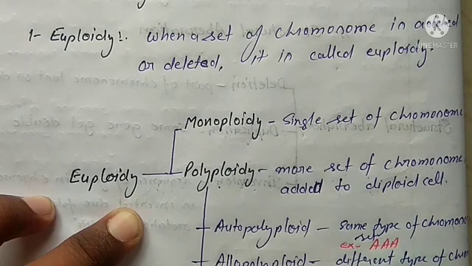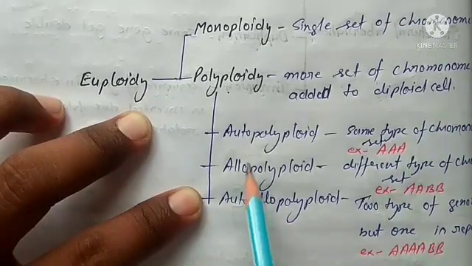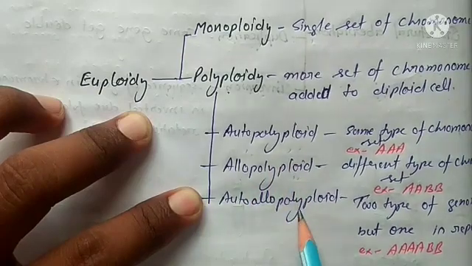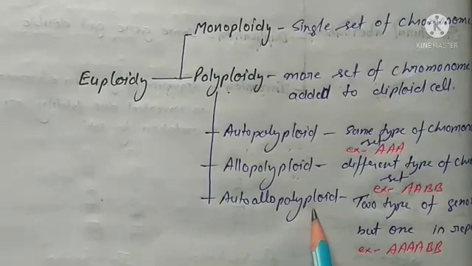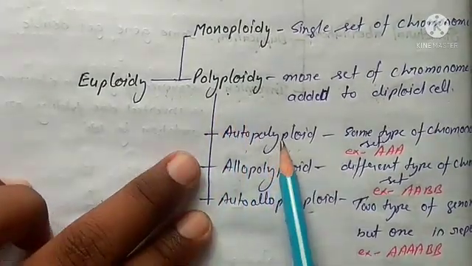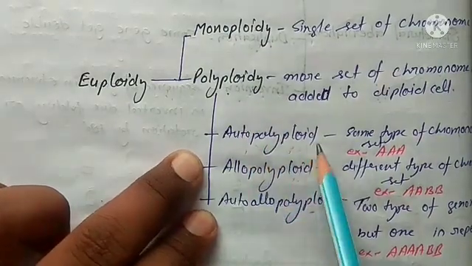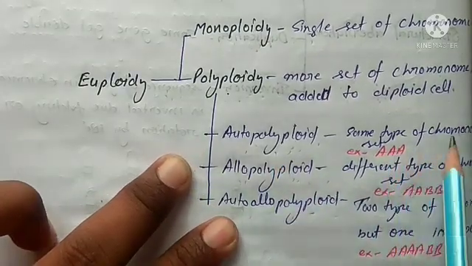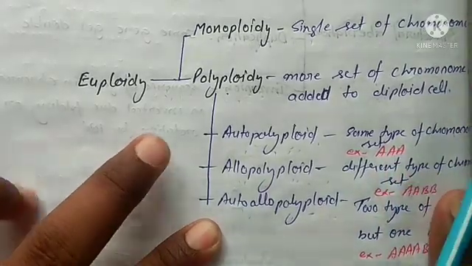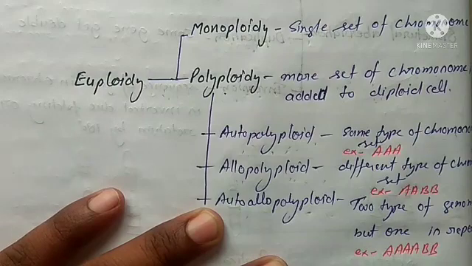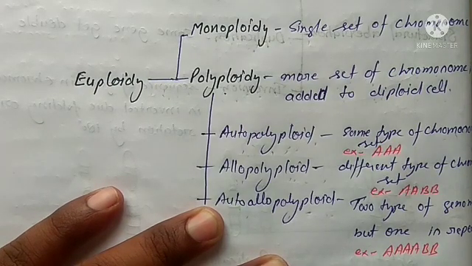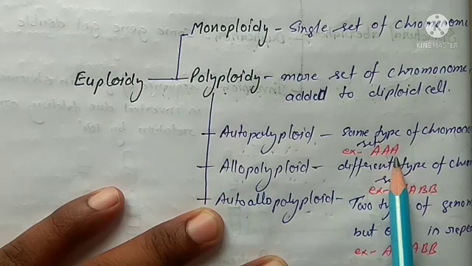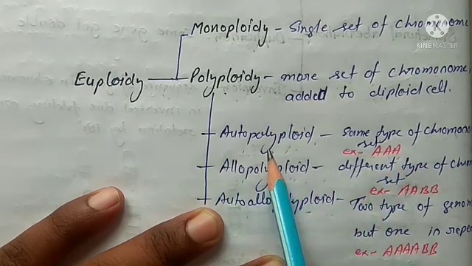Polyploidy means when more than two sets of chromosomes are added in a diploid cell. Polyploidy may be of three types: autopolyploidy, allopolyploidy, and another. Autopolyploidy means the same type of chromosome set is present in the diploid cell, so that type of polyploidy is known as autopolyploidy.